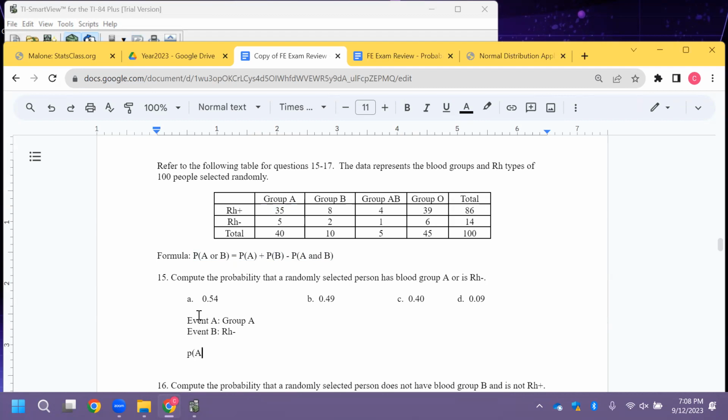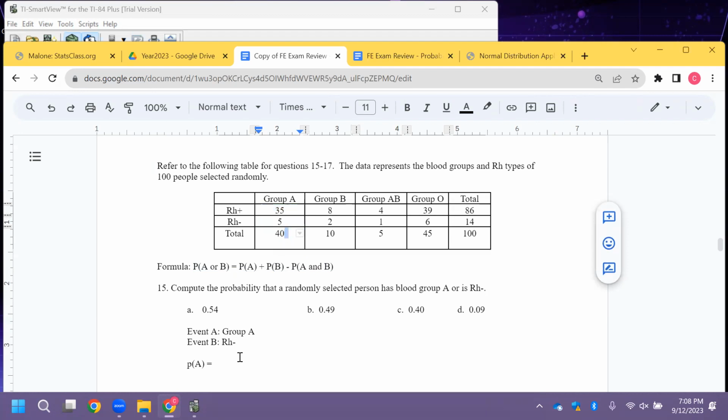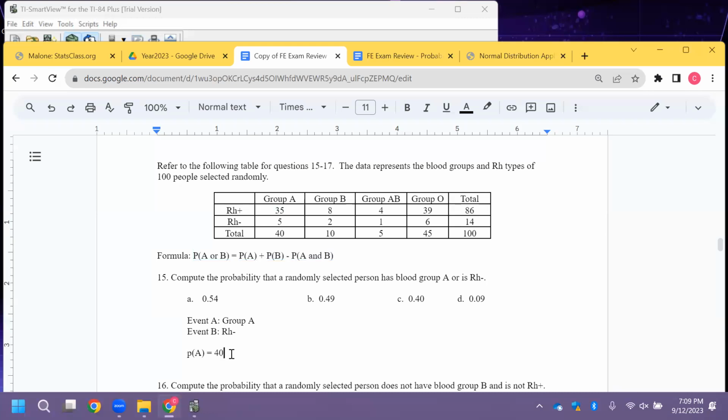So what is the probability of A? What is the probability that they're in group A? My bad, I got to be careful here. Probability of group A. I had how many total in group A? 40. Out of how many altogether? 40 out of 100. I was getting ahead of myself there a moment ago. So 40 out of 100 is the probability of A. Now the probability of event B is going to be RH negative. How many total RH negatives did I have? 14 out of 100.